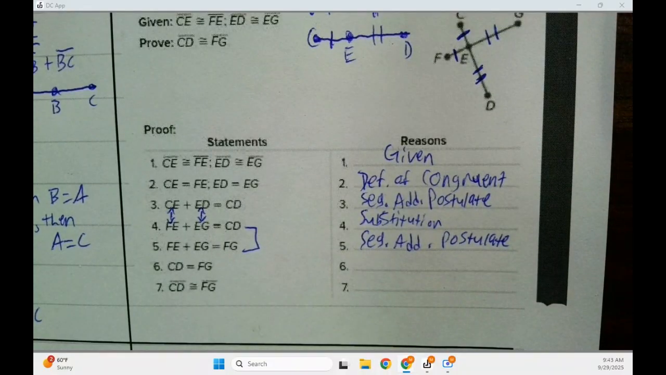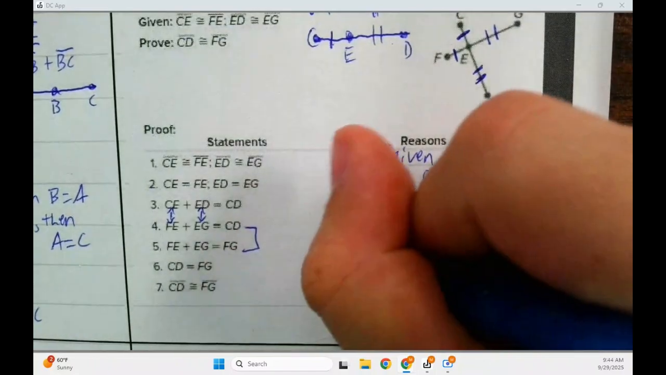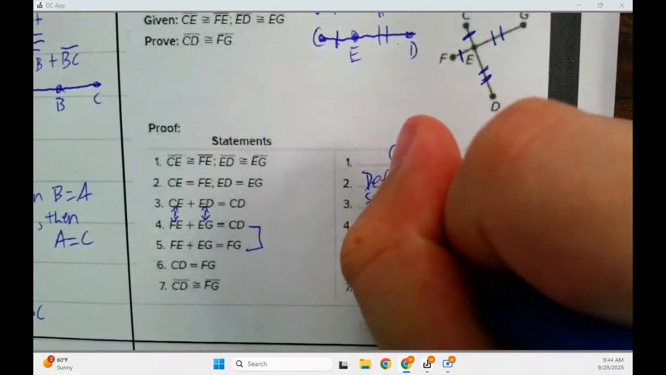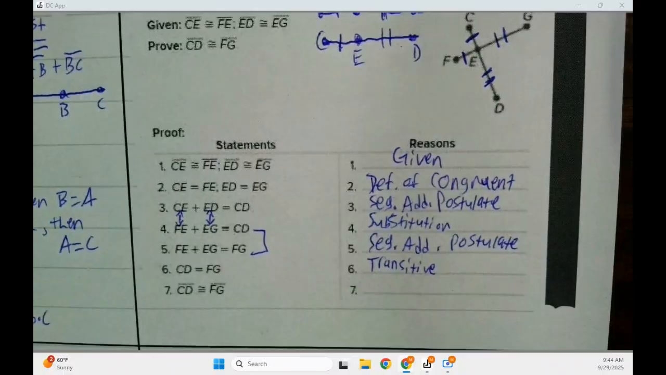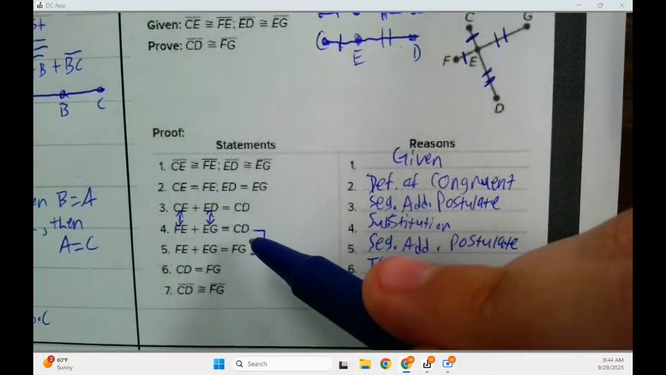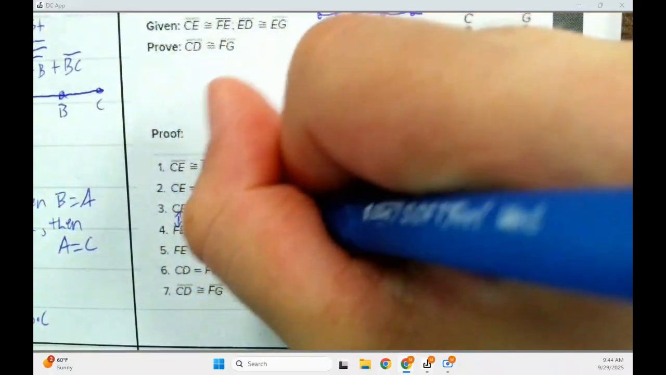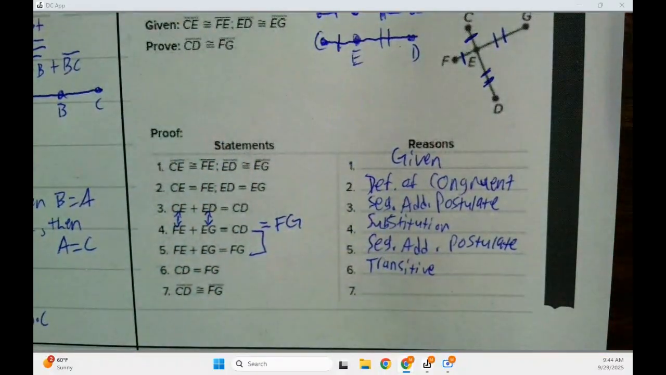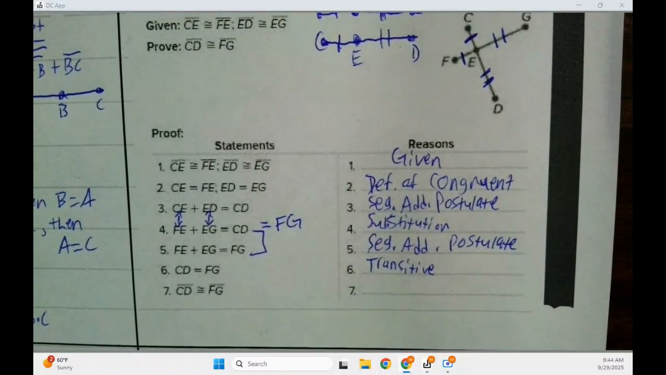You're really close. The transitive property. Because if I have FE plus EG equals CD, but it's also equal to FG, you see how it gets to the destination? They're all like equal to each other. So if they're all equal to each other like this, we call this transitive. The transportation goes all directions.